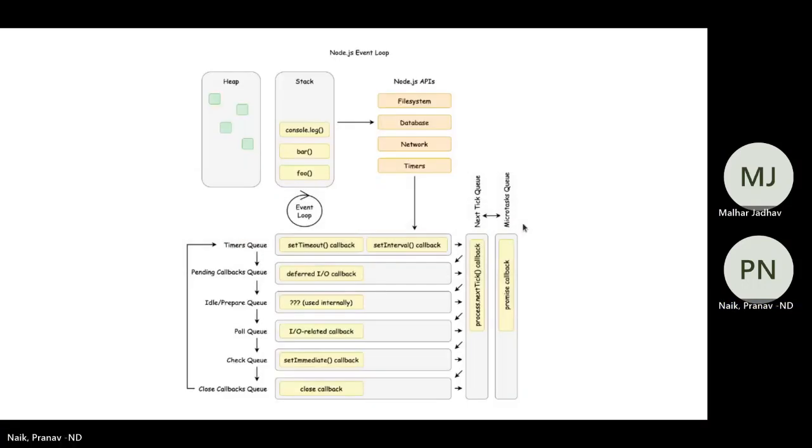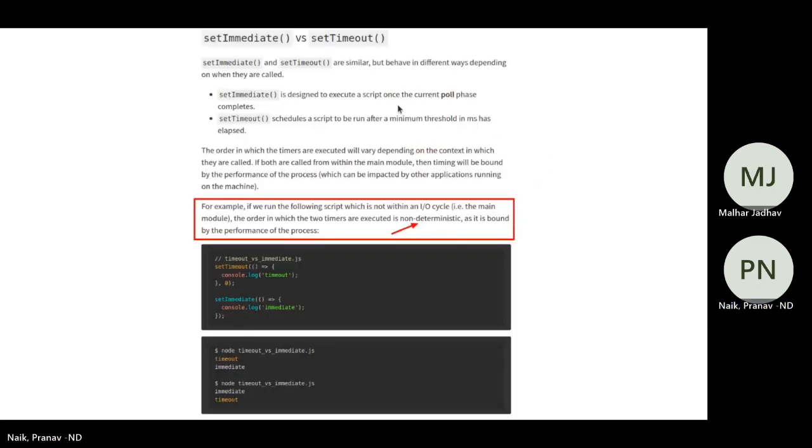In the Node.js documentation, what they have mentioned is that the order in which the two timers are executed is non-deterministic, as it is bound by the performance of the process. Malhar, did you understand this statement? No, I'm reading and trying to understand.